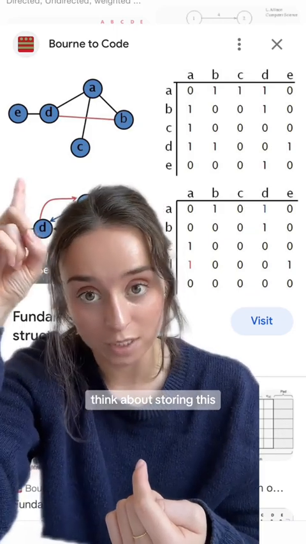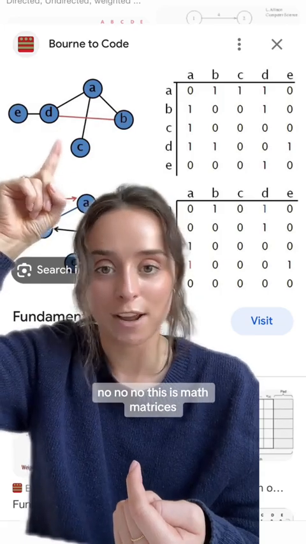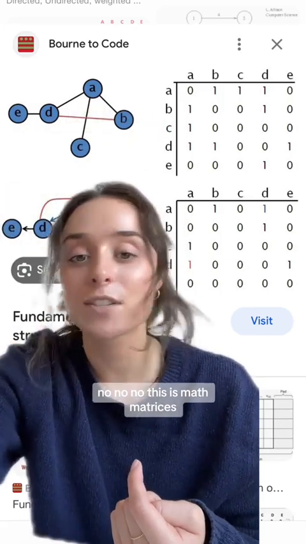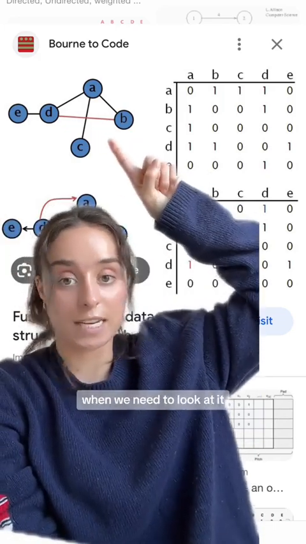Think about storing this like with the internet. Think about the internet stored like this. No. This is math. Matrices, computers like. How do we get this to turn into this when we need to look at it?